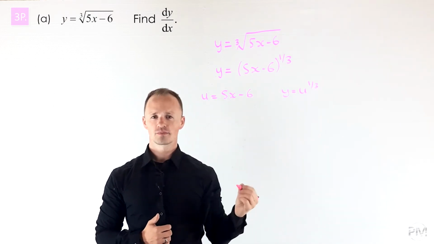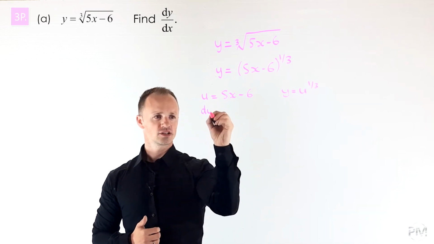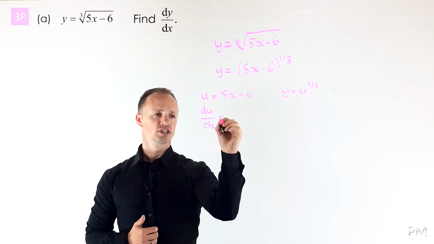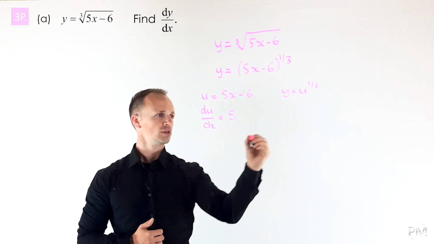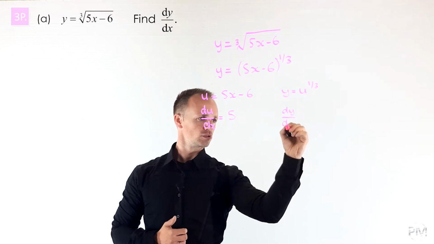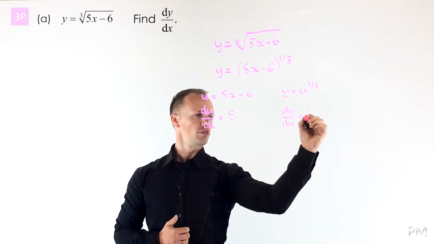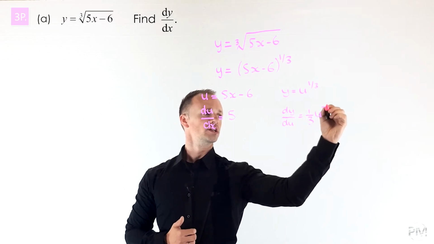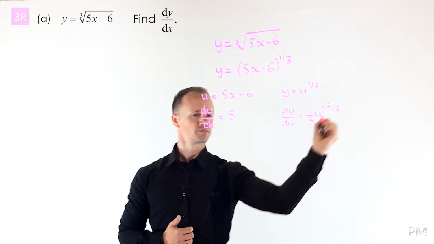Next, we'll differentiate both of these. So du dx is going to give us 5, and dy by du is going to give us 1/3 u to the minus 2/3.